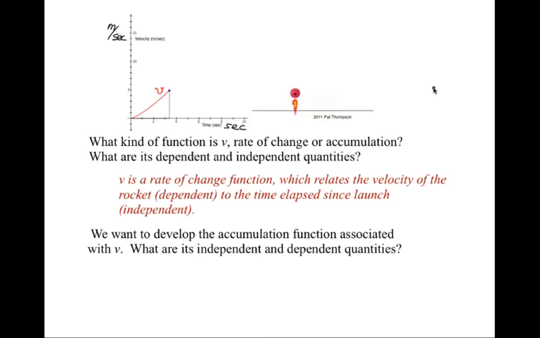Christopher, what do you think? Independent quantity for our accumulation function would be? He says it'd still be time. Agree? Yep. So our independent quantity will stay the same, so it'll be time since the launch. And what about dependent? Velocity would be the dependent quantity of our accumulation function. You're shaking your head. Tell me.